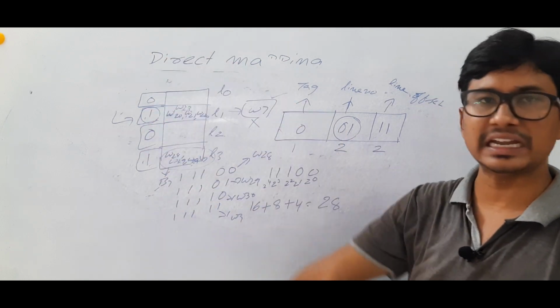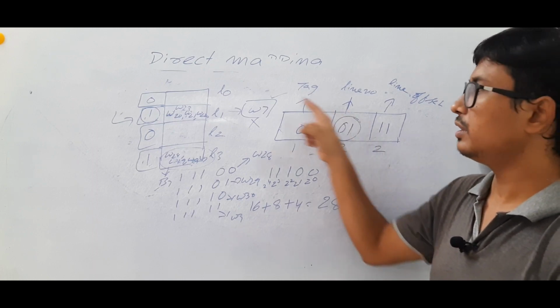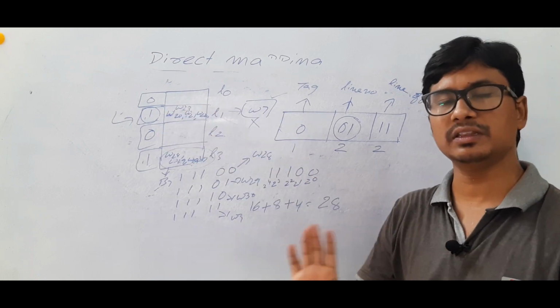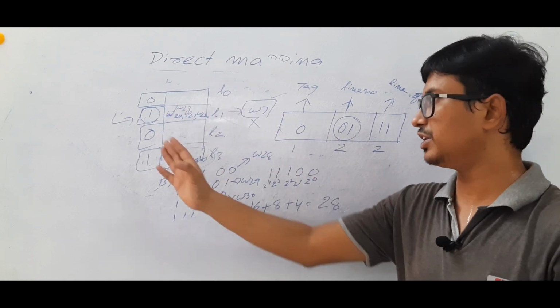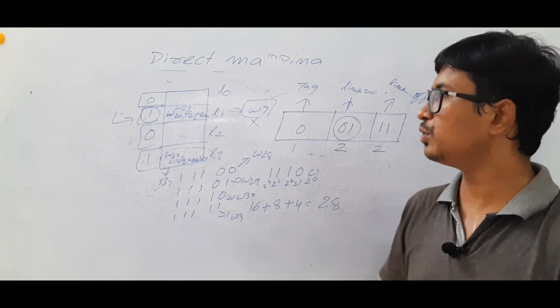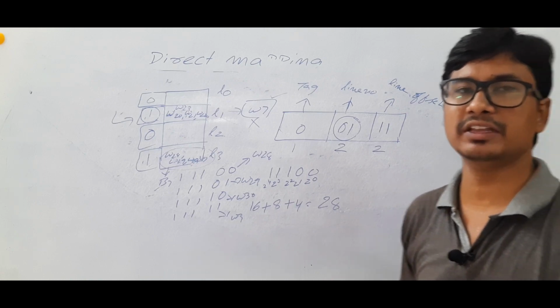We will not search the entire cache memory. First we will search the line number, then we will go to that particular line. If it is matching with the tag bit, then it is a hit. If it is not matching, then we will say that it is a cache miss. So I hope you have understood how the tag is useful to identify whether it is a hit or a miss.